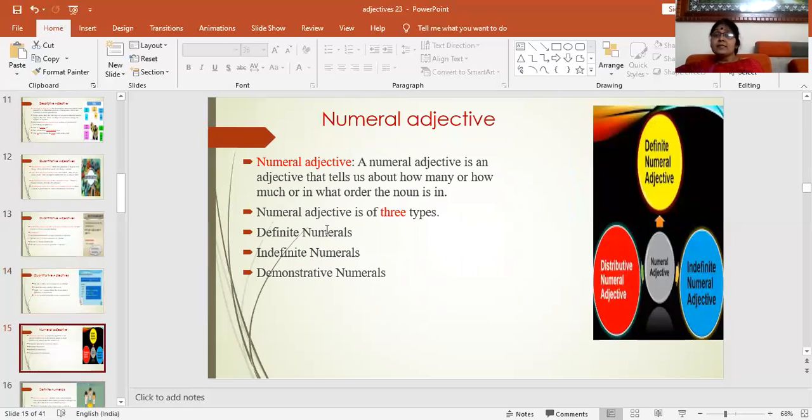Next you have the numeral adjective. What is a numeral adjective? A numeral adjective is an adjective that tells us about how many, how much, or in what order the noun is in, right? Numeral adjective is of three types: definite numerals, indefinite numerals, and demonstrative numerals, right? Now let us see what they are.